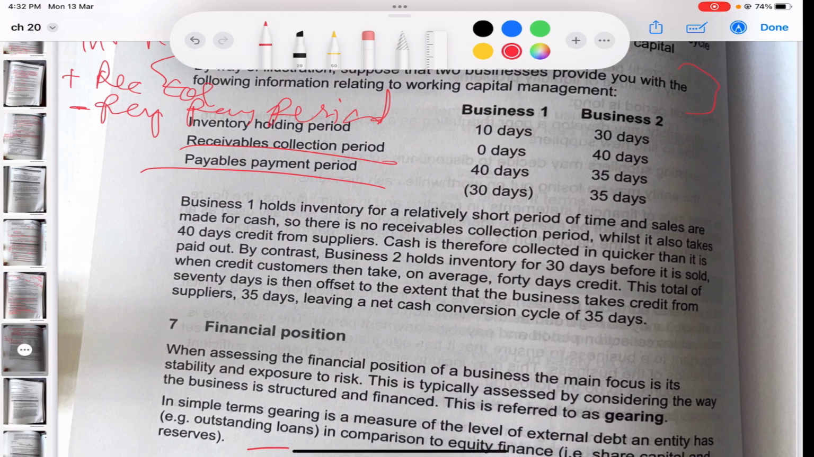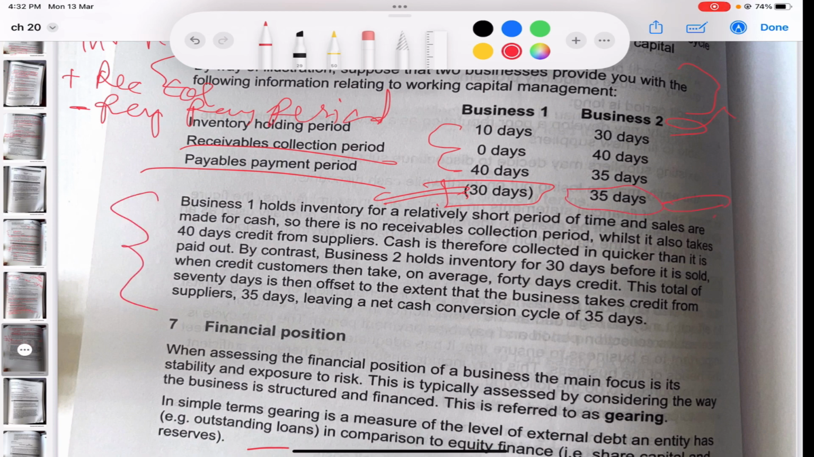So what is the cash cycle? 10 plus 0 minus 40, right? 10 is the inventory holding period plus receivable collection period, which is 0, minus payables payment period, which is minus 40, will give you minus 30. Again, a second business. Inventory holding period 30 plus receivable collection period, which is 40, minus payables payment period, which is 35. So we are left with 35.